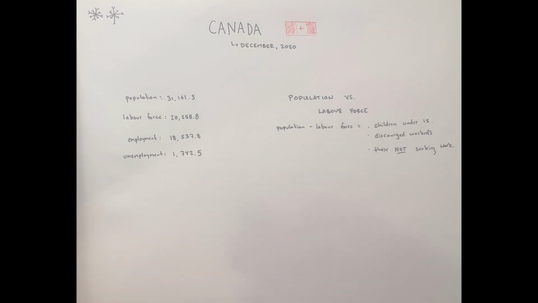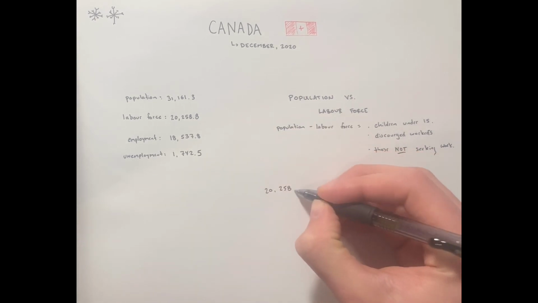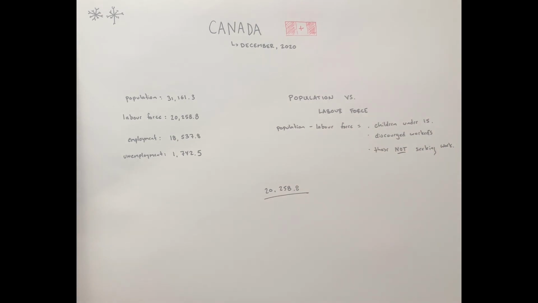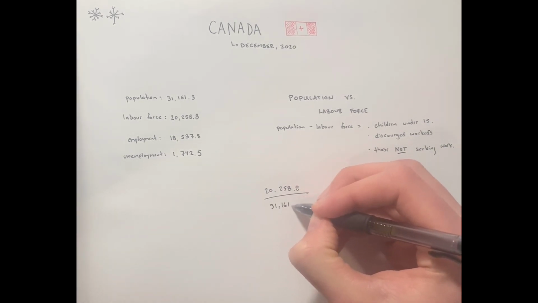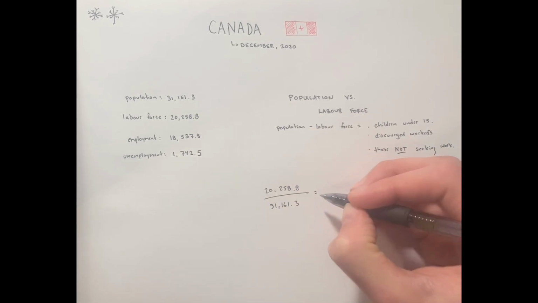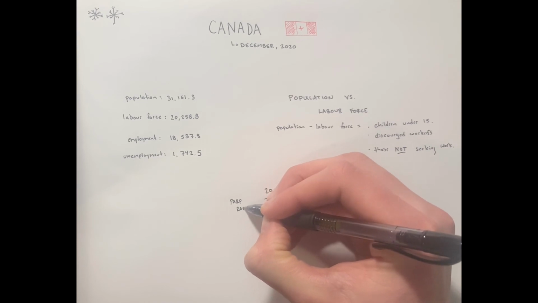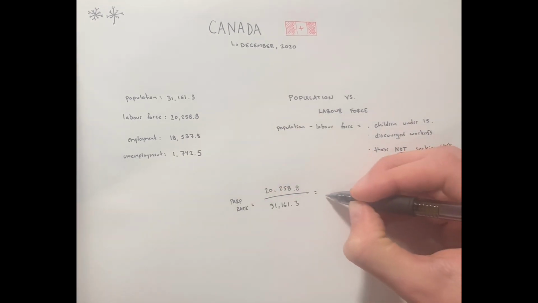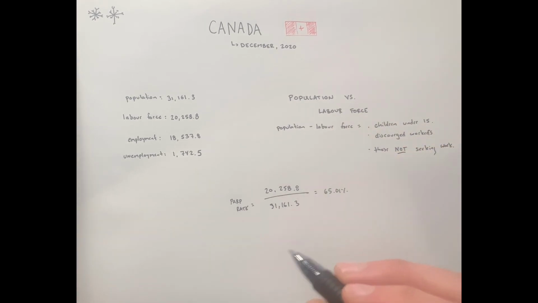So here we can calculate a couple of different things now. So we can check labor force participation rate by dividing the labor force, which is 20,258.8, divided by the population. That's the labor force participation rate. So I'm just going to write down rate. And that's going to be equal to about 65.01%. So that's the participation rate of Canada.